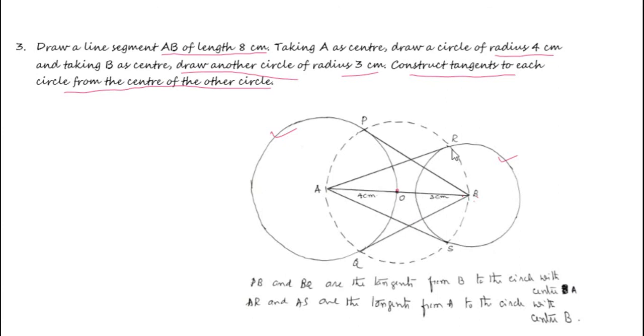midpoint of AB. Now draw a circle with the radius equal to AO. Now this circle cuts both the circles at points P, Q and R and S. Join AR and AS. These are the two tangents to this circle from the point A, or the center A, and join PB and QB. These are the two tangents to the circle with the center at A from the point B.